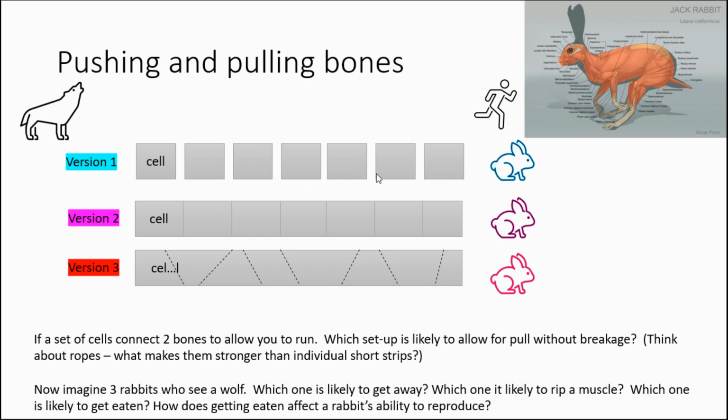If your cells aren't connected at all, how does that affect your ability to run away? If your cells are attached as individual cells, how does that affect your ability to pull and push? And what's likely going to happen if you pull a whole lot? And then what happened here?